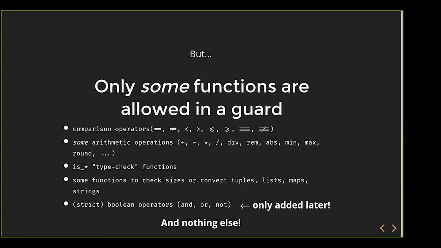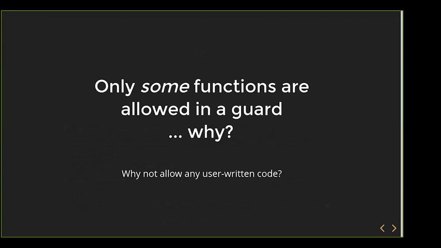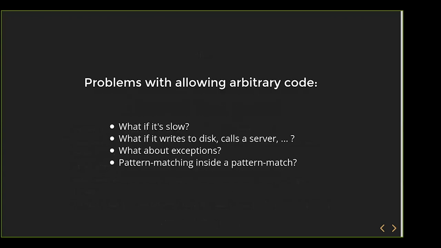And this begs the question that many people starting out with Elixir or Erlang are a bit confused and puzzled by. Why is it this way? Why do we not allow any user-written code? Well, the answer to that is that arbitrary code can do arbitrary things. What if your code is slow or goes into an infinite loop or tries to access something outside of your program? What if you want to or have to raise an exception?